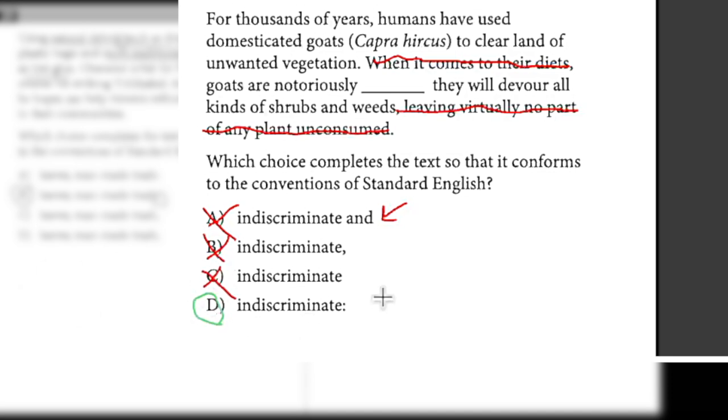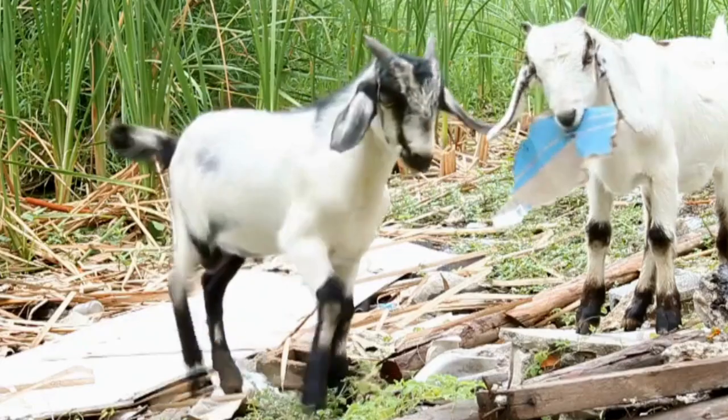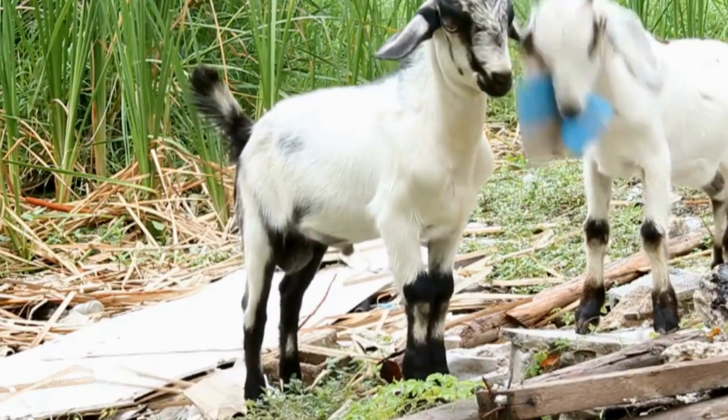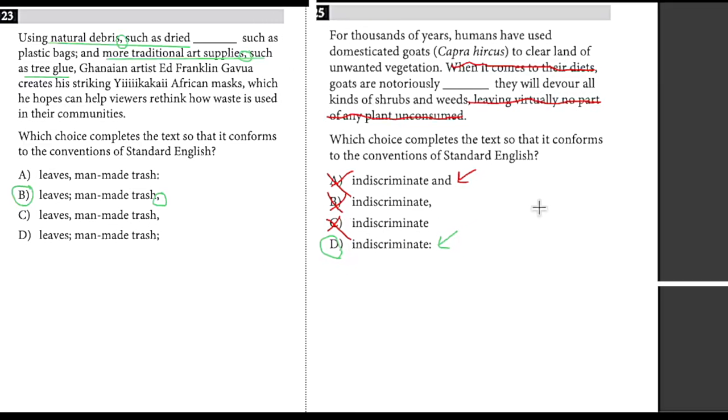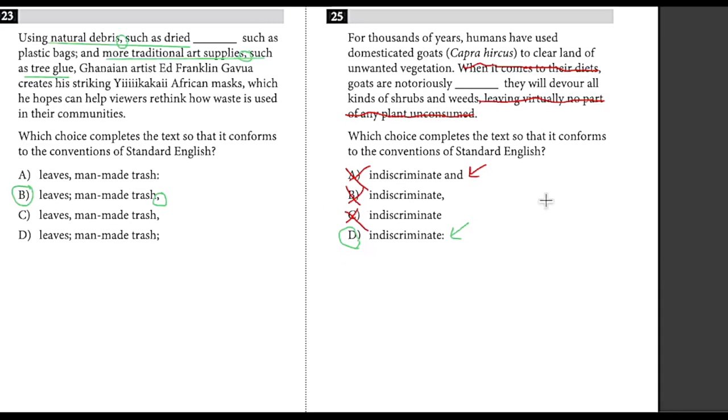And let's talk about the colon for just a second. So I said that colons are really good at introducing lists. They're also really good at giving examples. We have goats are notoriously indiscriminate. Here's an example. They'll devour anything. That's the definition of being indiscriminate, right? They don't care. They'll eat whatever. So we have an example.